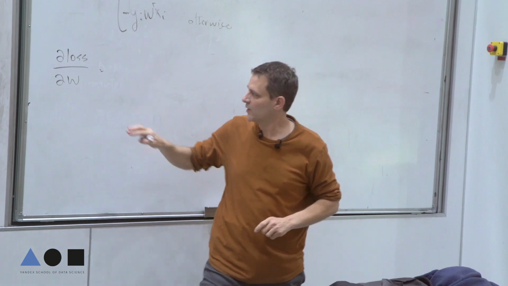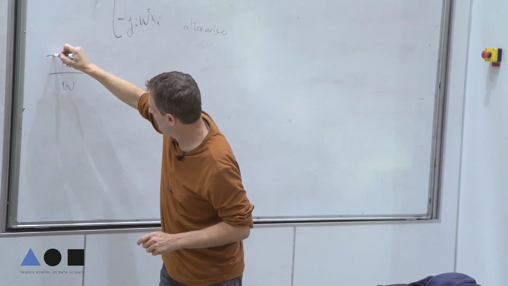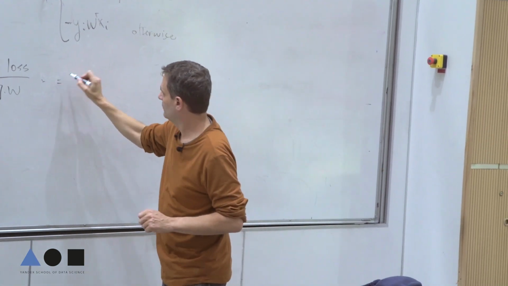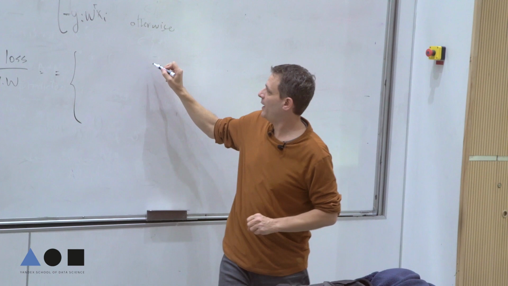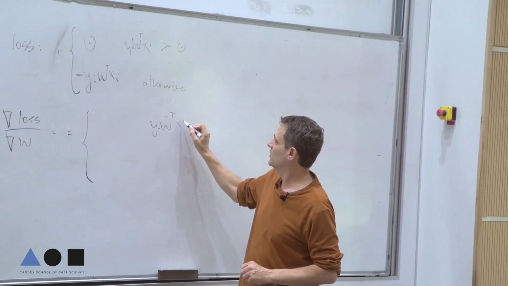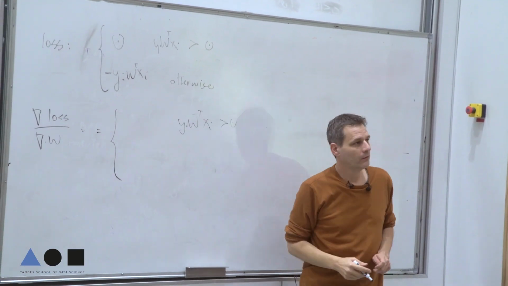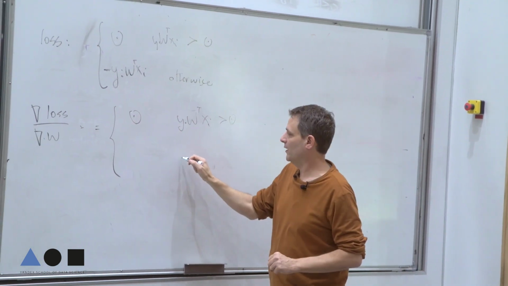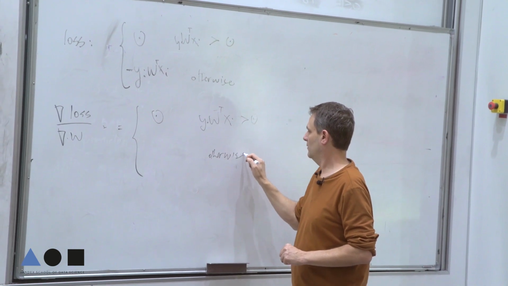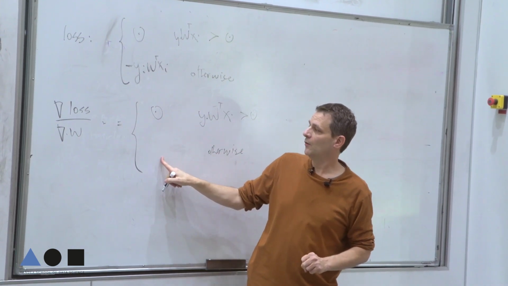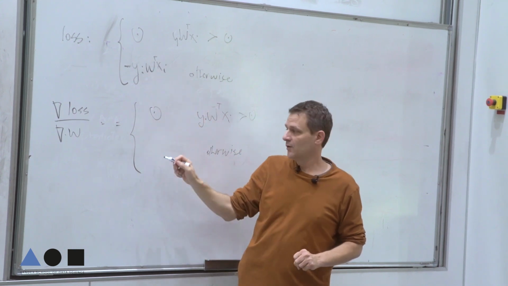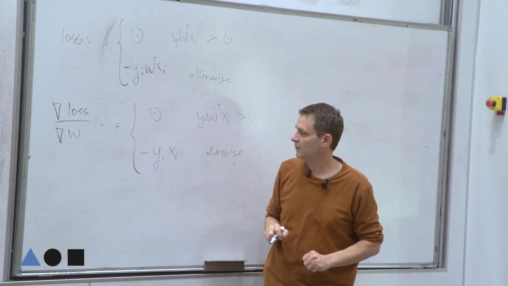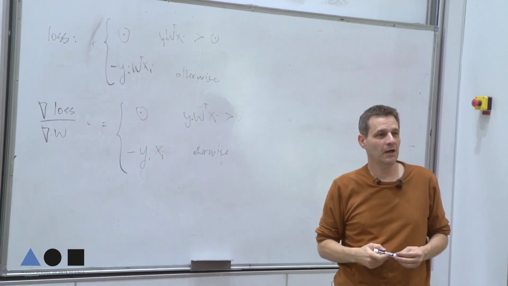So I'm looking at the, oh, sorry, we need to do the gradient, right? The gradient of the loss. And it again has two components. What happens if yi w transpose xi is larger than 0? The gradient is 0. And what if otherwise? So this is the gradient with respect to w. So you have minus yi xi. Right? Yeah, that's easy.